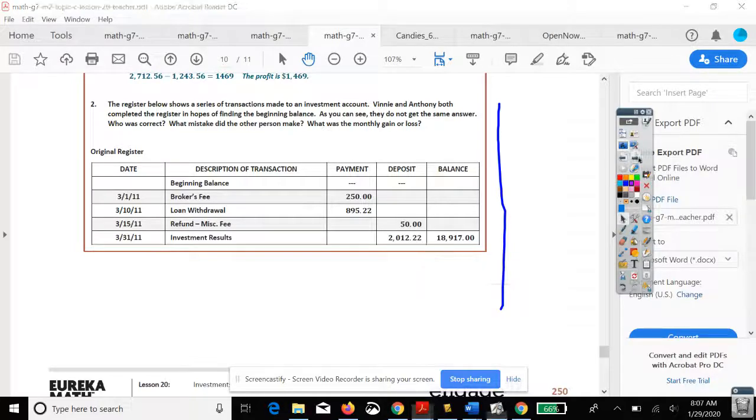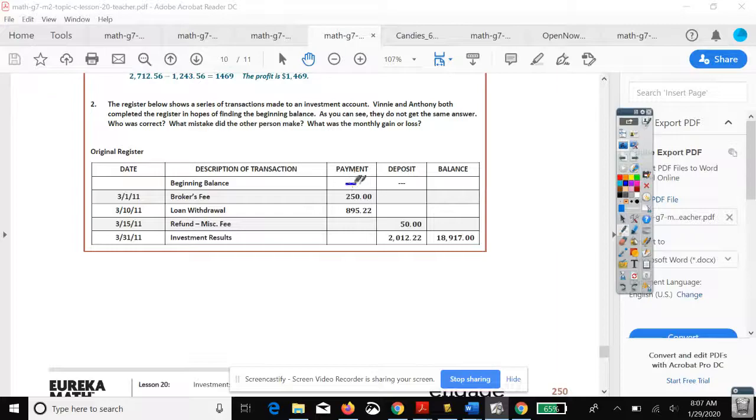Problem 2. The register below shows a series of transactions made to an investment account. Vinny and Anthony both completed the register in hopes of finding the beginning balance. My screen went blue. As you can see, they do not get the same answer. Who is correct? What mistakes did the other person make? What was the monthly gain or loss?